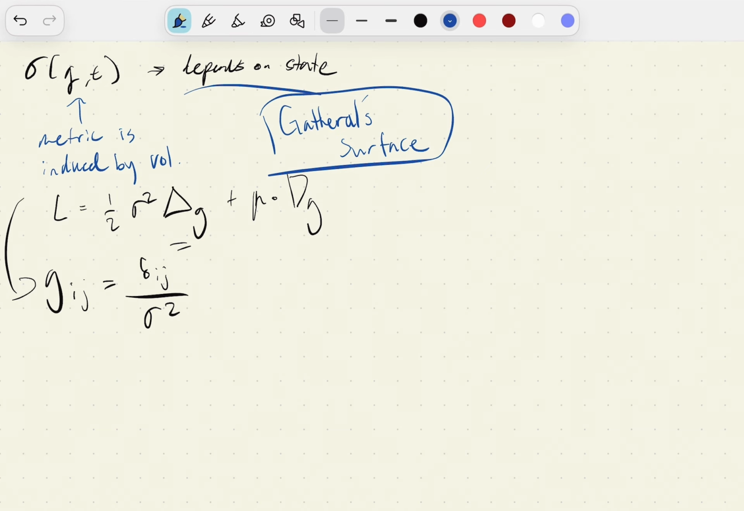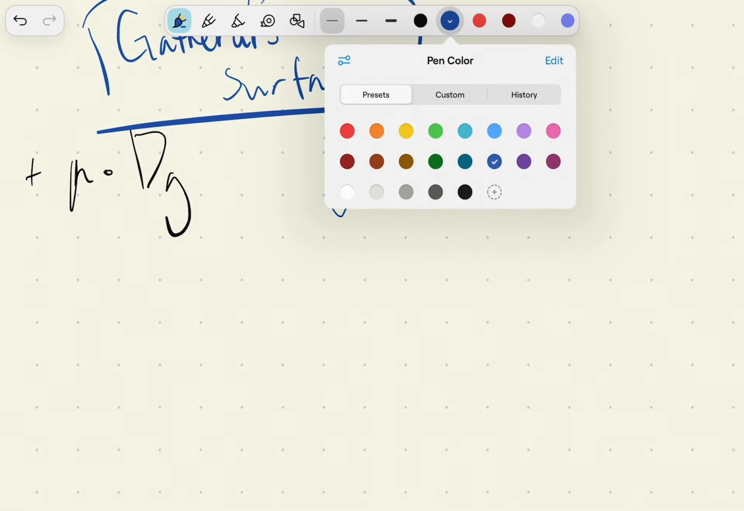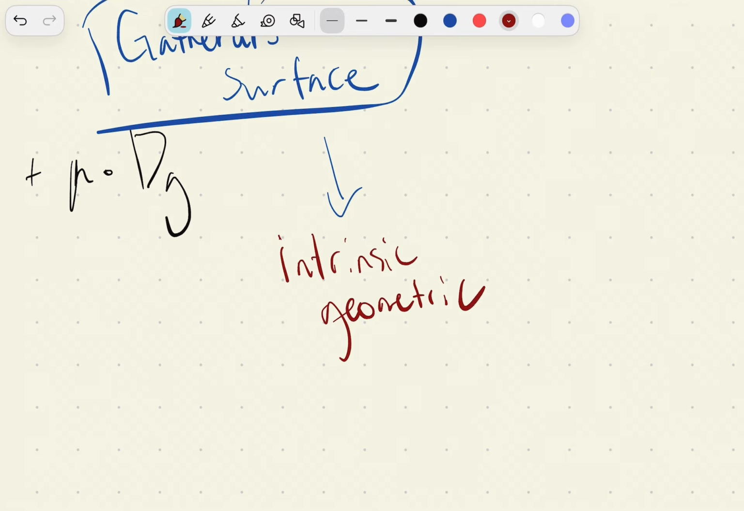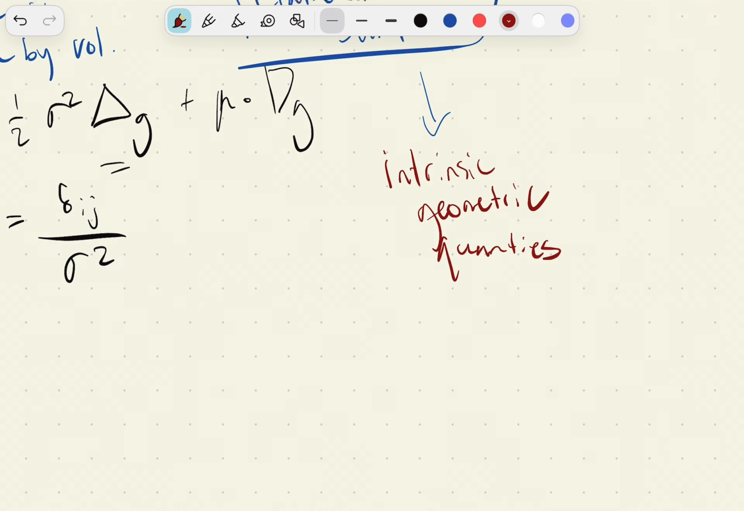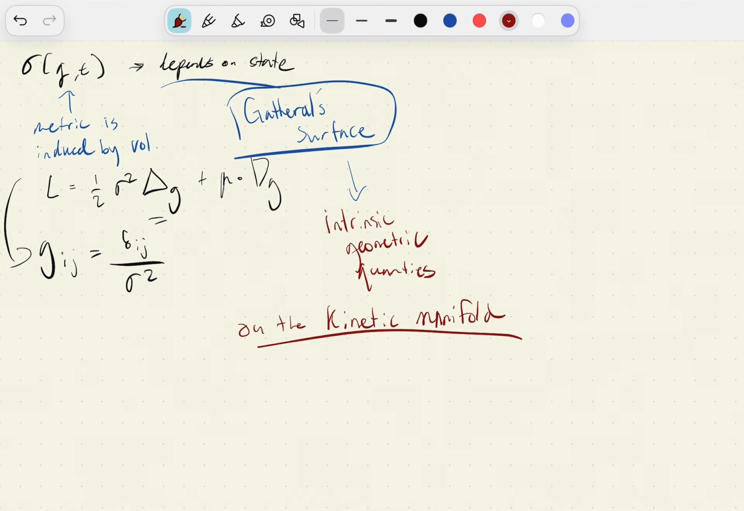And how Gatheral thinks about this in his book is that path-dependent volatility, barrier hitting times, all of these things are therefore intrinsic geometric quantities on the manifold, rather than some ad hoc additions.